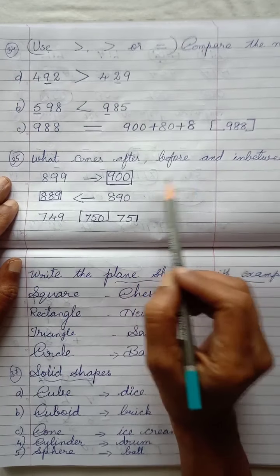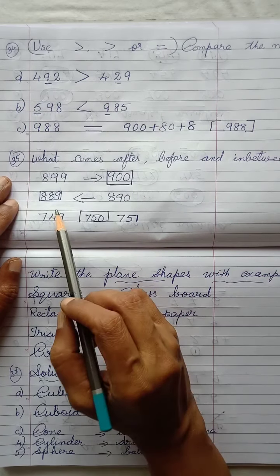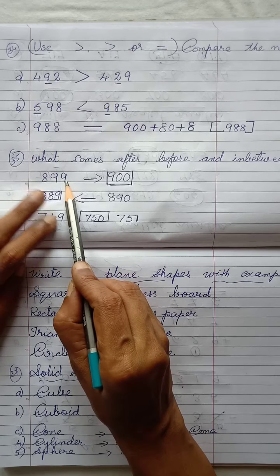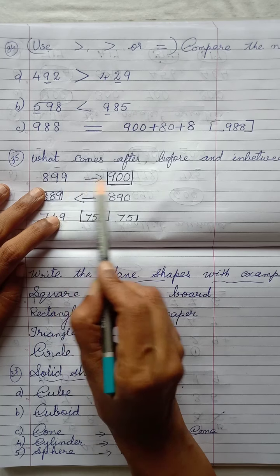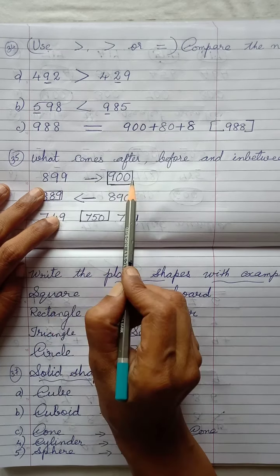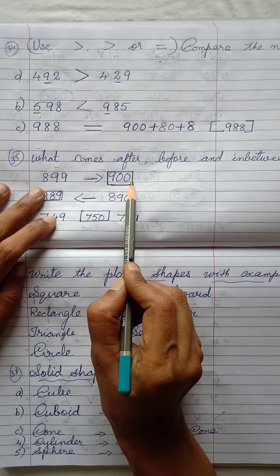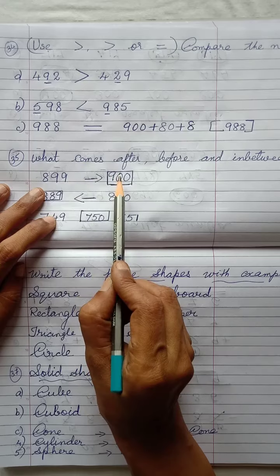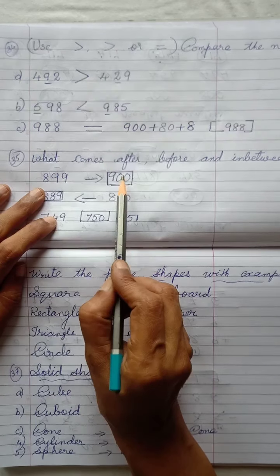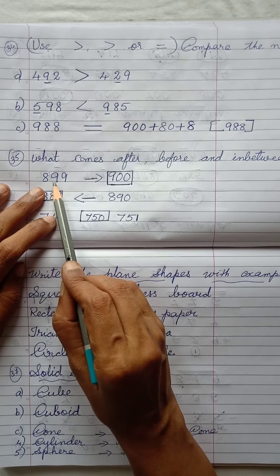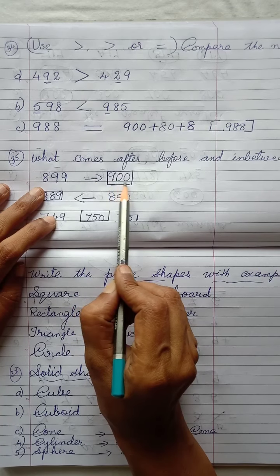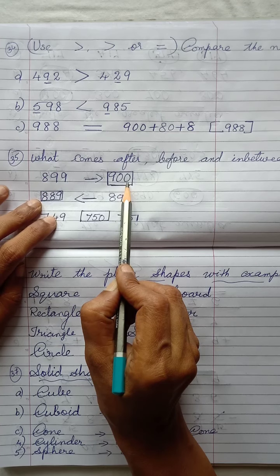What comes after, before and in between? After 899. After 99, 100. After 8, 9. So after 899, 900. Which number comes after 899? After means next number. After 899, 900 is the number.